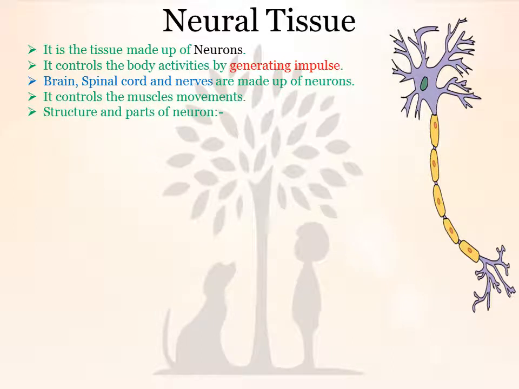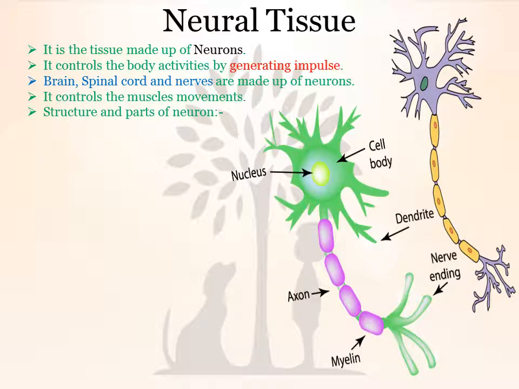Structure and parts of neurons. Now we are discussing this in detail. These are the parts of the neuron, that is, the nucleus. Cell body: the dendrites and the nucleus together combine and form the cell body. After the cell body, the axon starts. Over the axon there is a fatty sheath, that is the myelin sheath, and at last the axon divides into many branches, which are known as nerve endings.